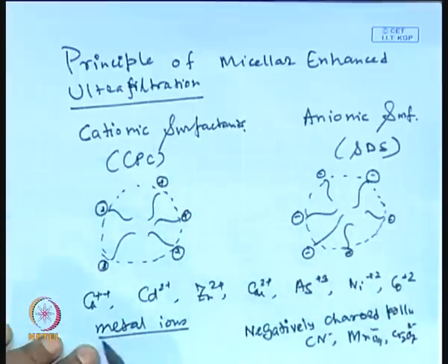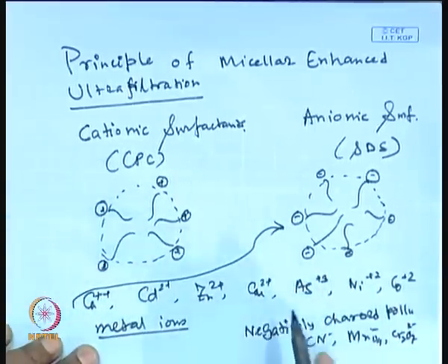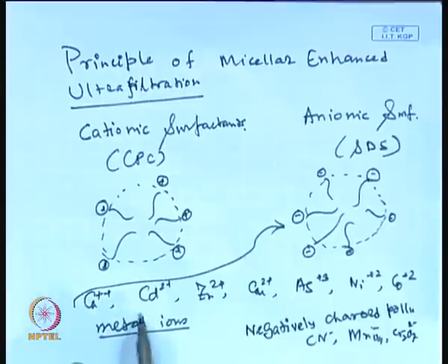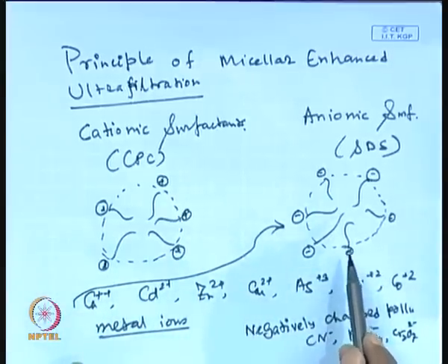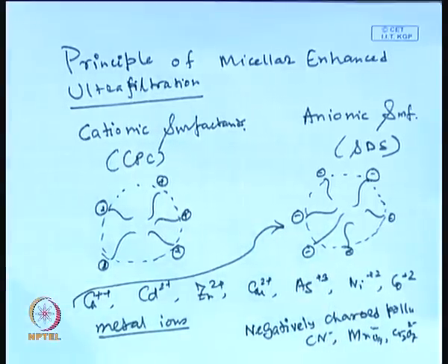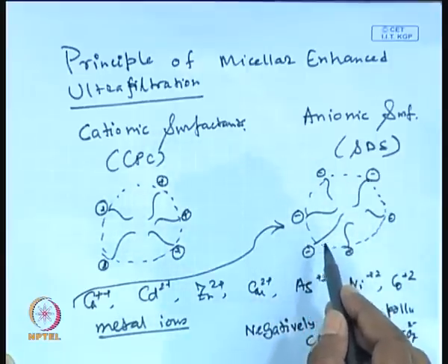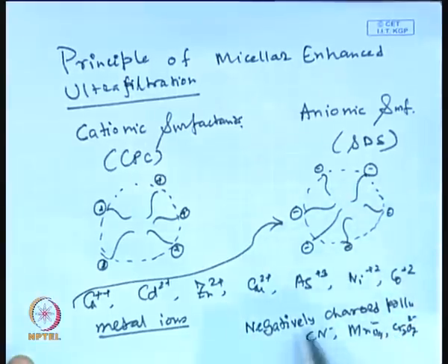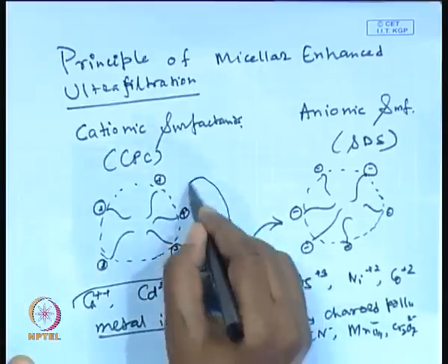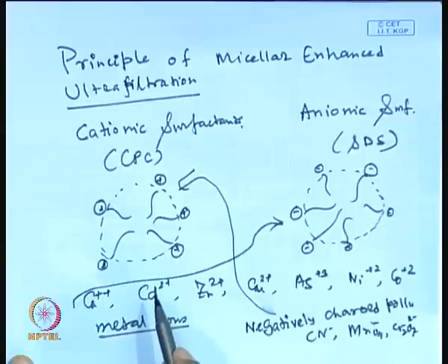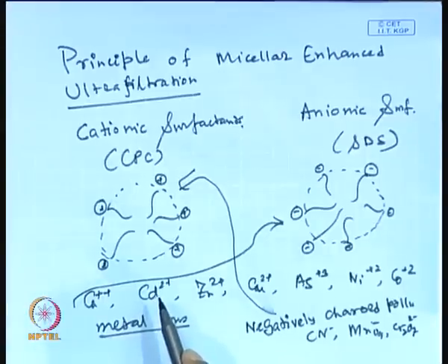Actually, the metal ions will be removed by the SDS micelles, anionic surfactants, because they will have a negatively charged outer surface. So, if you would like to remove metal ions like calcium, cadmium, zinc, copper, arsenic, nickel, cobalt, then you have to use the surfactant sodium dodecyl sulfate, whose micelles will be negatively charged. So, these positively charged ions will be directly attached by electrostatic attractive forces on the outer surface of these micelles. If you have negatively charged pollutants, for example, cyanide, MnO4 minus, Cr2O7 2 minus, they will be attached on the outer surface of cationic surfactant micelles like cetylpyridinium chloride, because they will have a positively charged outer surface.